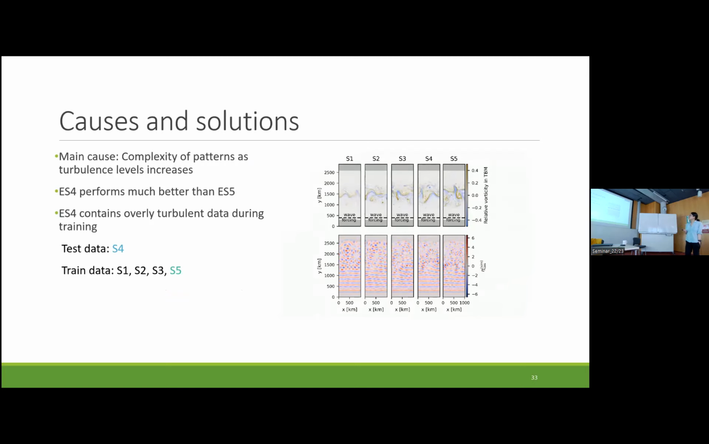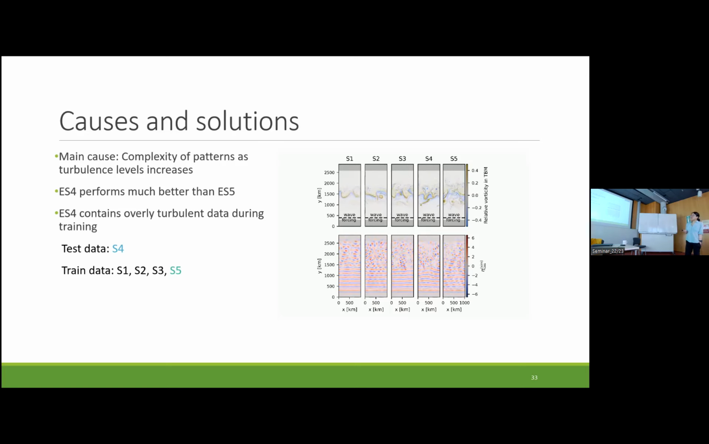However, there is a possible fix to this problem, in the sense that we can see that the ES4 run also has very complex patterns, but it's performing qualitatively better than the ES5 run. So we believe that it's probably due to the fact that the ES4 run contains what we call overlay turbulent data during training, which is just saying that in the training data, we have the snapshots from the S5 simulation, and S5 is at a higher turbulence level than S4.